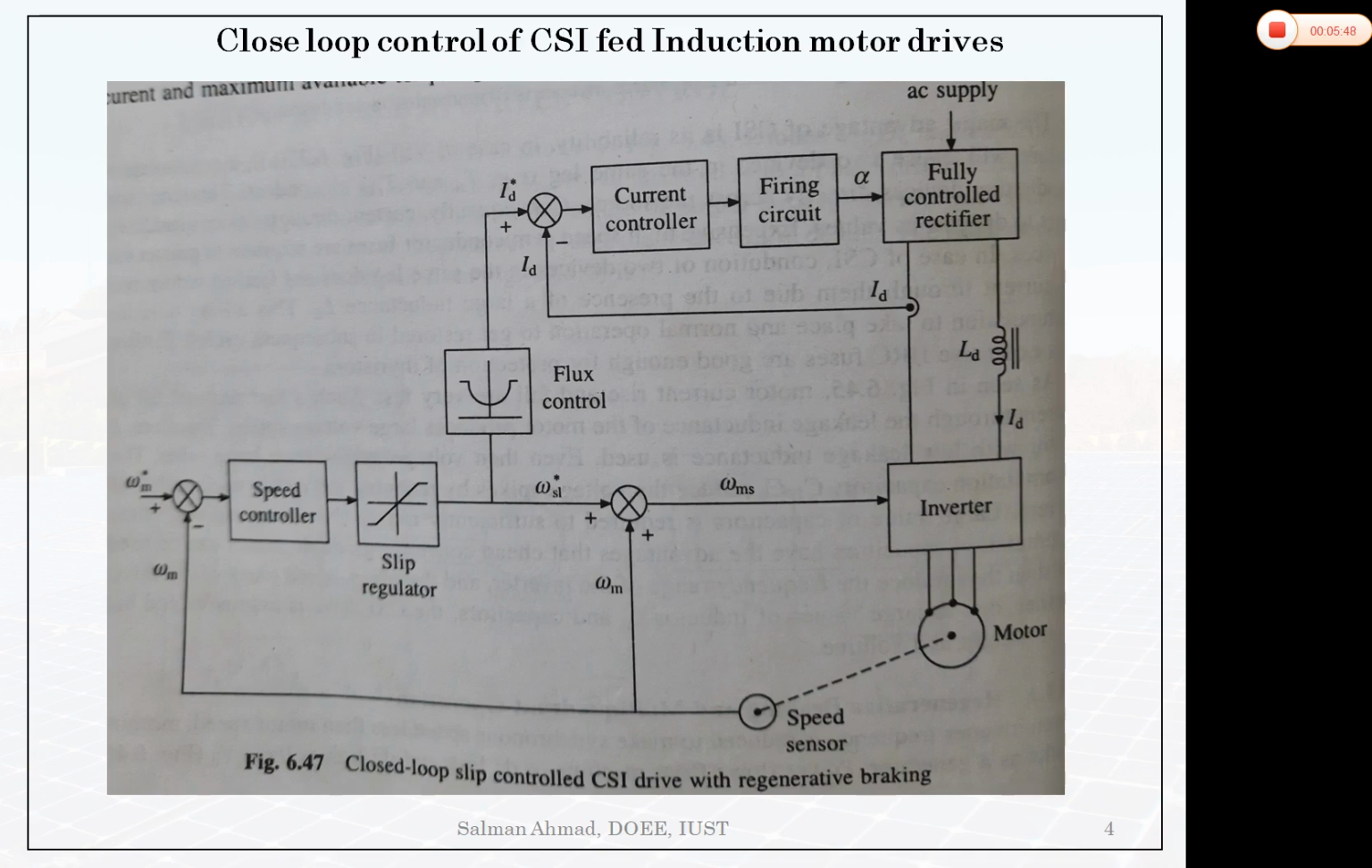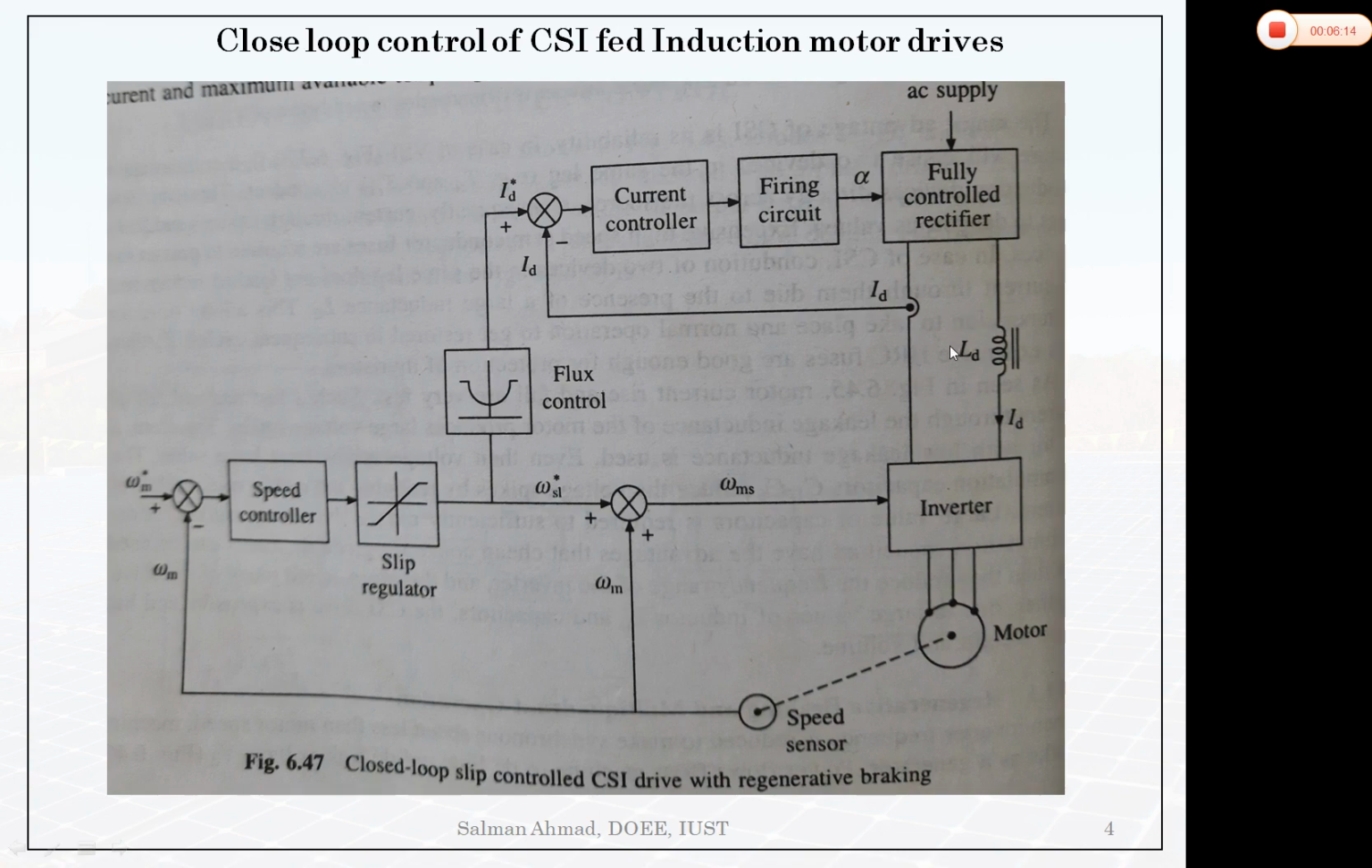Now this is the closed loop control of CSI fed induction motor drives. So here you can see that we are having an AC supply, then we are having a fully controlled rectifier bridge, that is a three phase bridge created with the help of thyristors. So that is the controlled rectifier. We can control the output voltage and current from this controlled rectifier circuit.